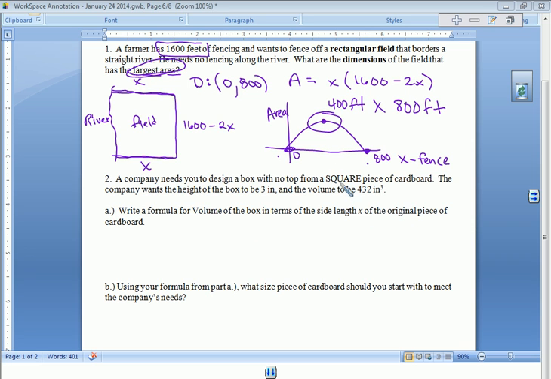All right. So here we go. We're starting off with a square piece of cardboard, and the company wants the height of the box to be 3 inches and the volume to be 432 cubic inches. So we're supposed to write a formula to represent the volume of this box if the side length of the original piece of cardboard is x. All right, so here is what we're starting with. A big square piece of cardboard, with no top. It's just a flat sheet of cardboard, and we are going to have to fold it to create the box.